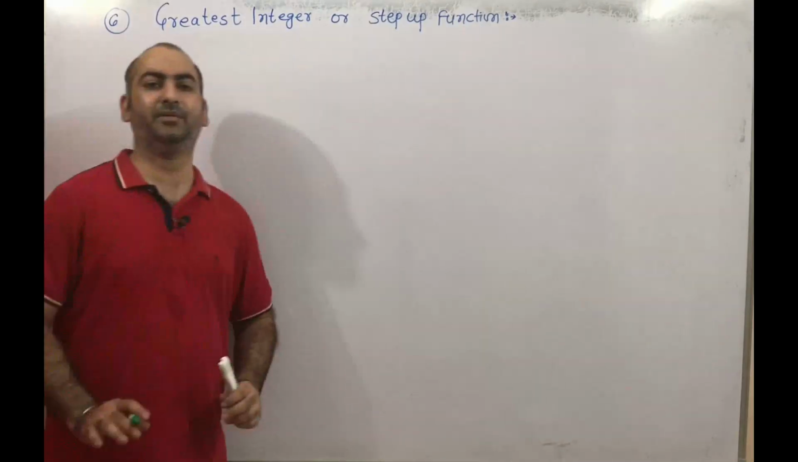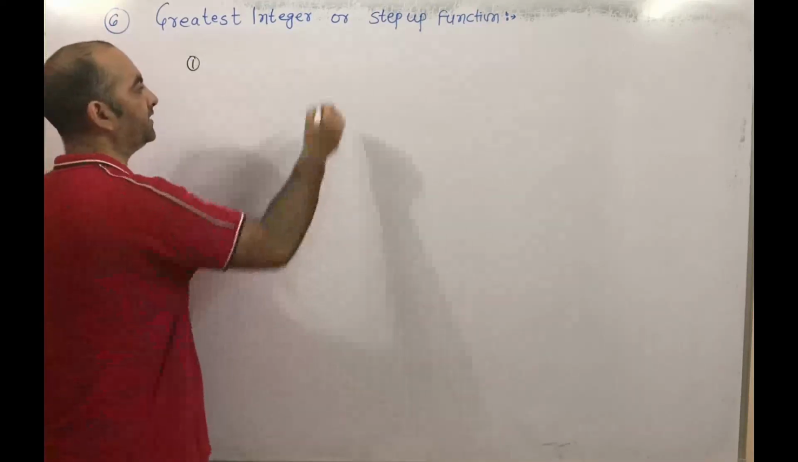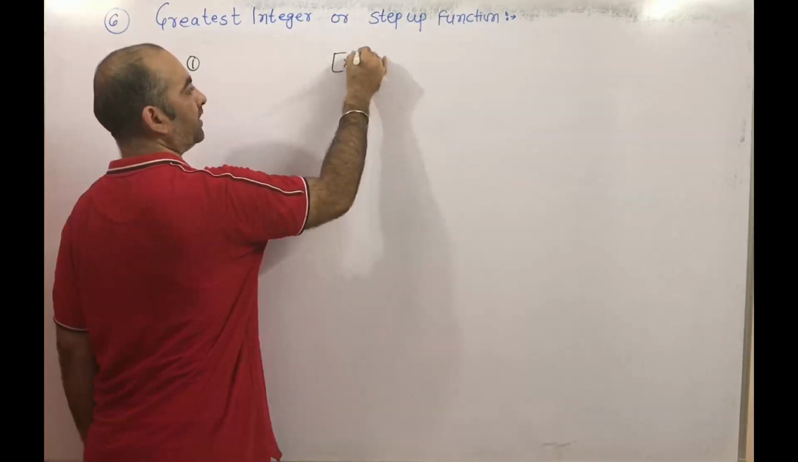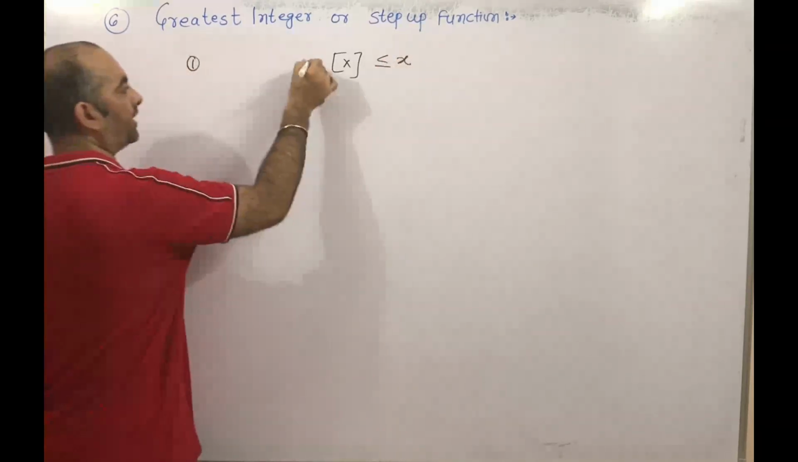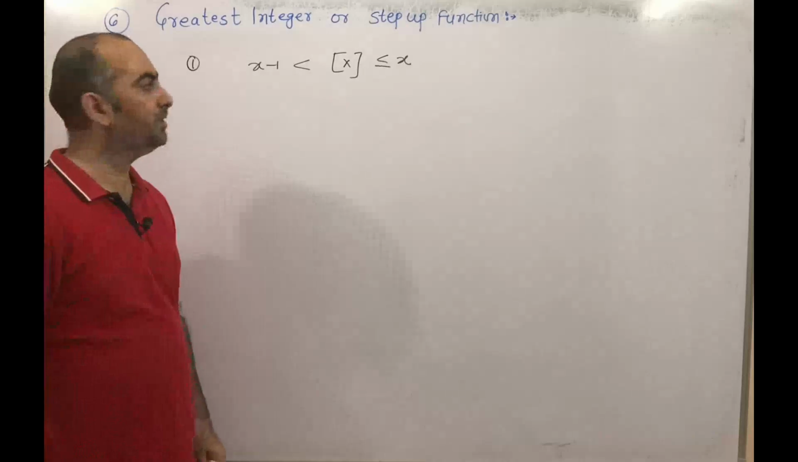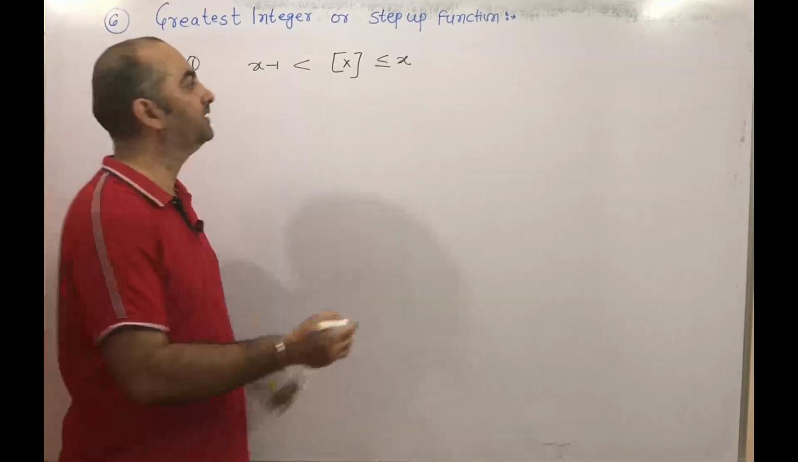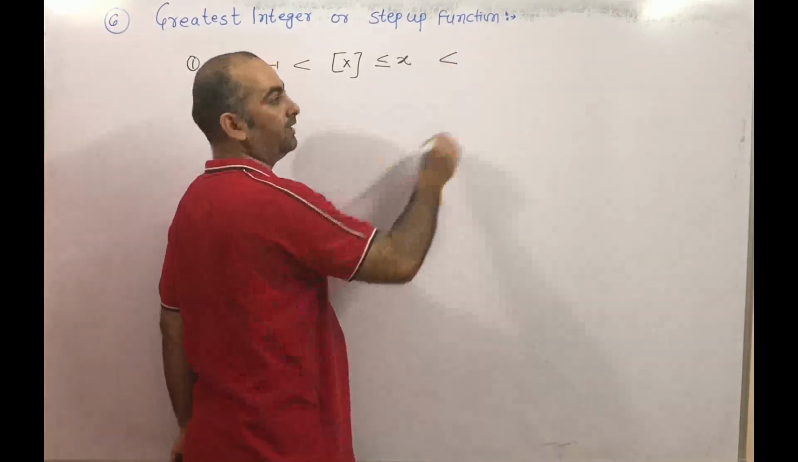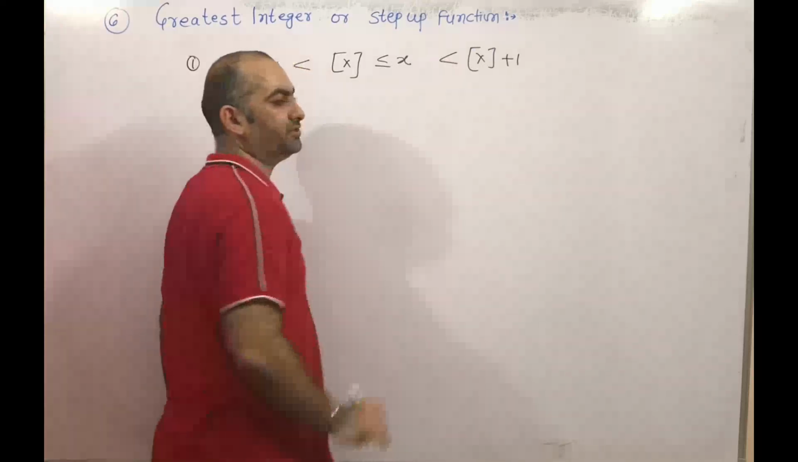Next we are discussing some important points. So the first point is what? We can say the greatest integer of x is always less than or equal to x and greater than x minus 1. And from here, one more thing we can say is that x is always less than the greatest integer of x plus 1.